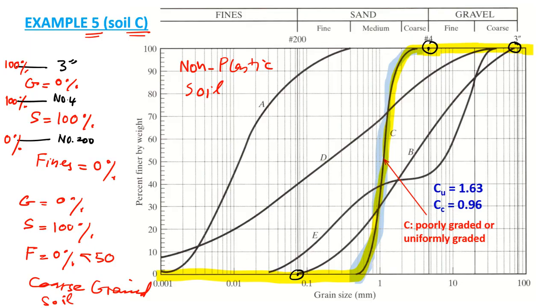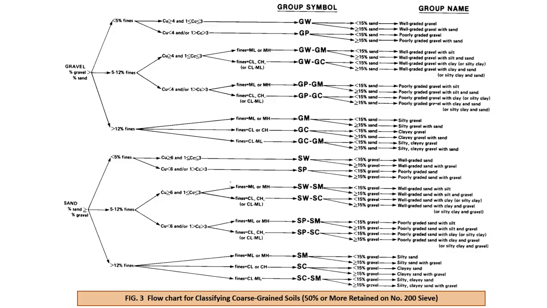Okay, so the next thing is we have to do Cu and Cc. It's already calculated here. You can try yourself. Cu value is very small. Cc is close to 1. Now we are ready to go to that chart and let's classify this soil. So let me summarize here. Gravels are 0, sand is 100, fines are 0, Cu is 1.63, and Cc was 0.96. Okay. So it's all sand.